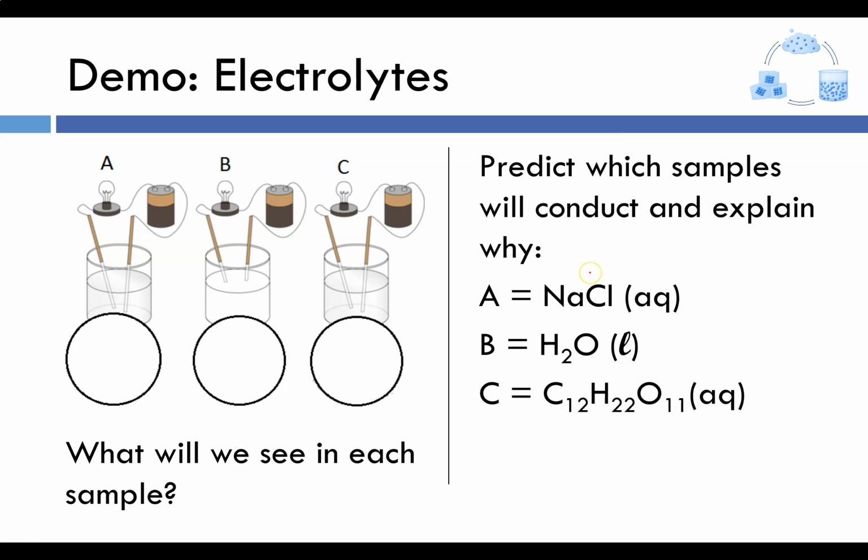What I'd like you to do is visualize what would be happening on the molecular level. What would we see if we were able to shrink ourselves down small enough? What we have here is an incomplete circuit. So we've got a source of power, we've got a light bulb, we've got these two electrodes in the solution. And if the solution is conductive, the light bulb will glow. If it is not, the light bulb will not glow.